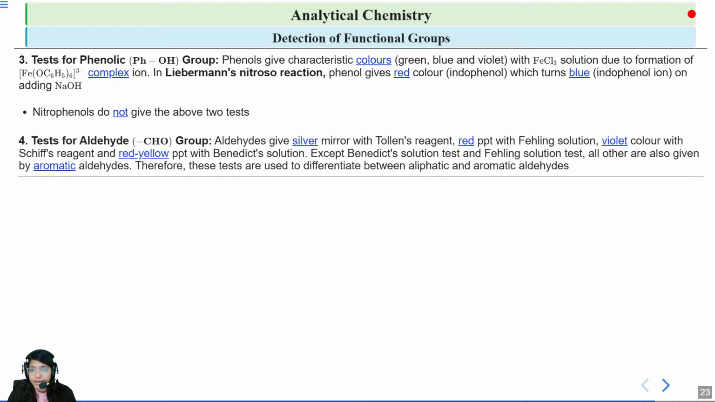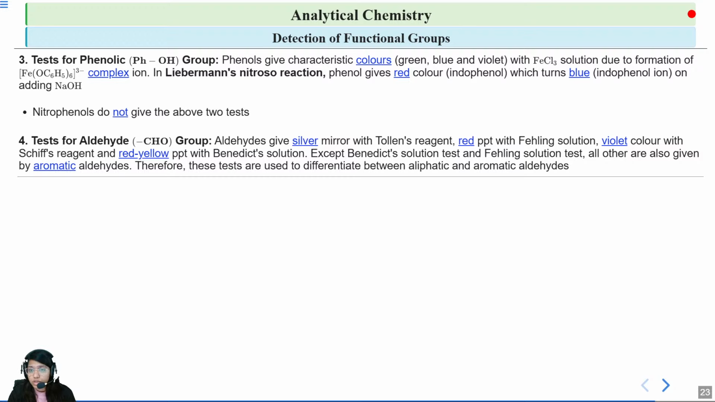Next we have aldehydes. Aldehydes contain the CHO group. These aldehydes can be tested using specific reagents. Aldehydes produce a silver mirror with Tollens reagent and a violet color with Schiff's reagent. Both aliphatic and aromatic aldehydes respond to these two tests, Tollens test and Schiff's test.